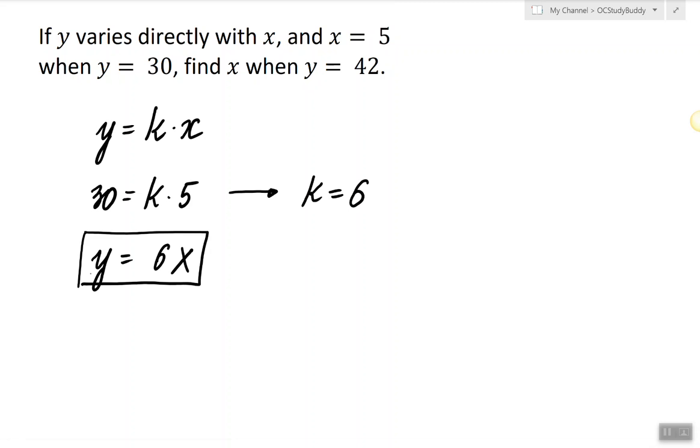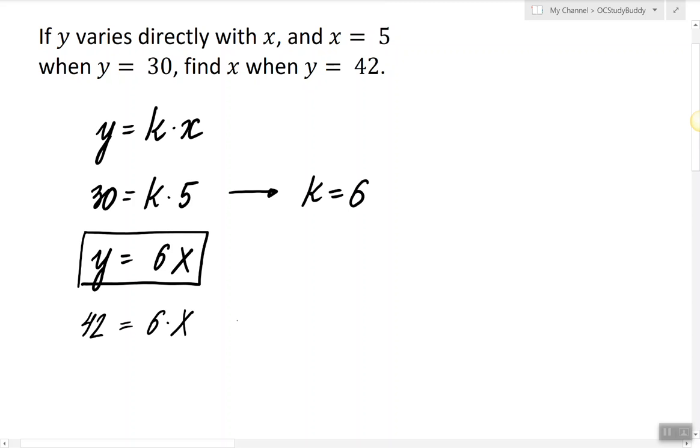So the one that they ask in the problem is find x when y equals 42. So that means when y is 42, find x. And again, when you replace a variable with a number, what we get as a result is just an equation in one variable for x.